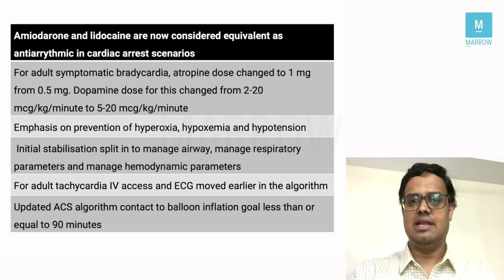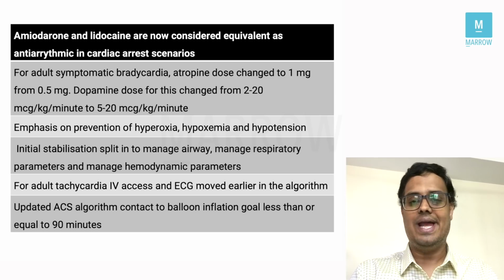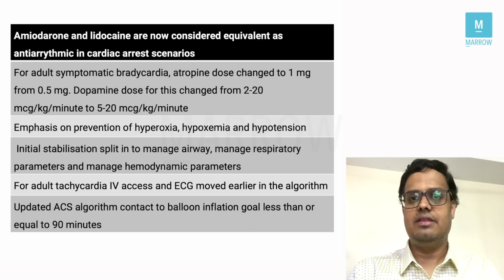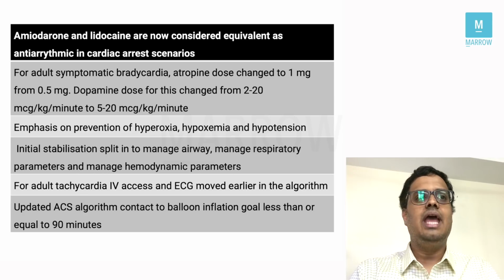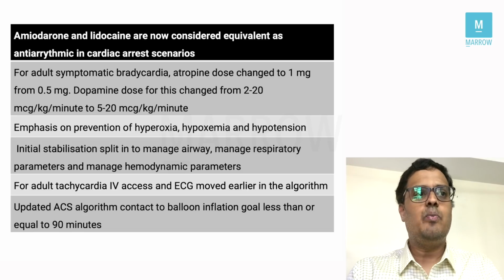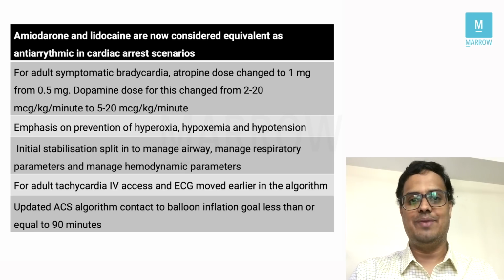So what about the ACLS? They said in the ACLS, amiodarone and lignocaine are now considered equivalent antiarrhythmics. Previously they used to say amiodarone should be given. Now they are saying that amiodarone and lignocaine are both equal. And in symptomatic adult bradycardia, atropine dose has changed from 1 mg to 0.5 mg. Dopamine dose has changed from 2 to 20 micrograms to 5 to 20 micrograms.